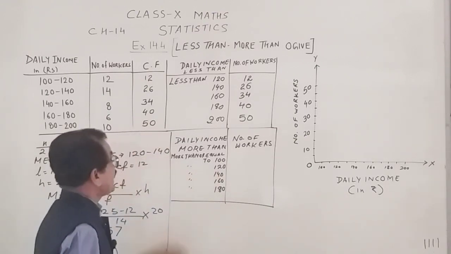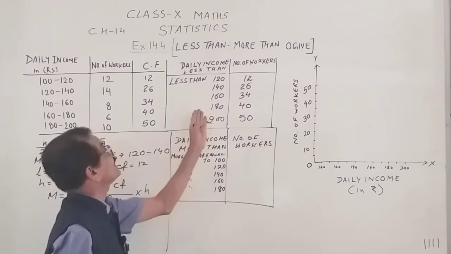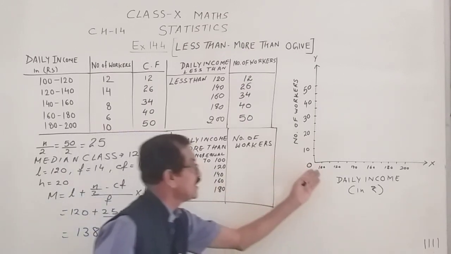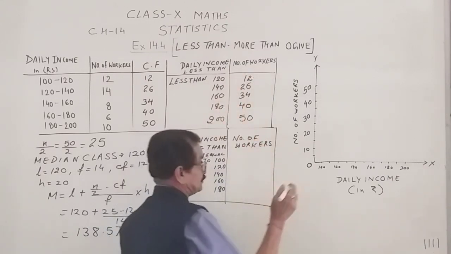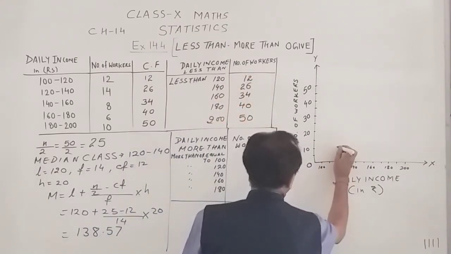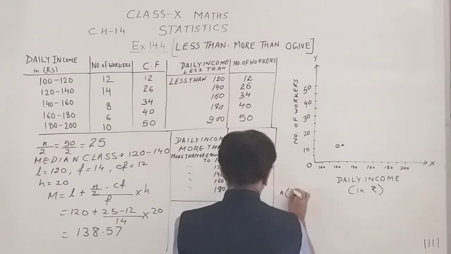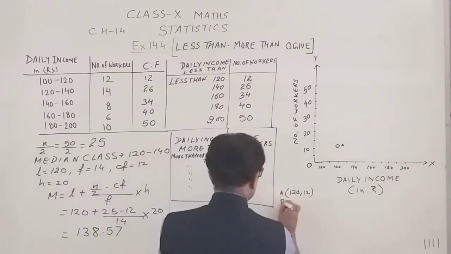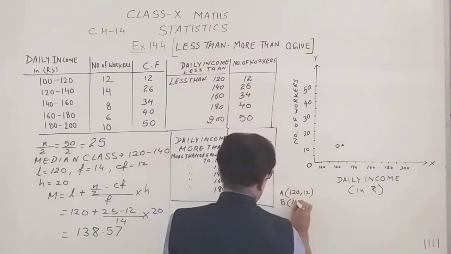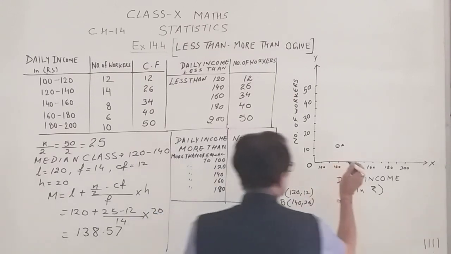Now here, we have the more than type. Now, before we draw the more than type table, let us plot these points on the graph. We have to plot these points 120, 12. So, this is the point somewhere here. We mark it as A and write A here as 120, 12. Similarly, we have B, 140, 26, and so on. Let's plot all these points.